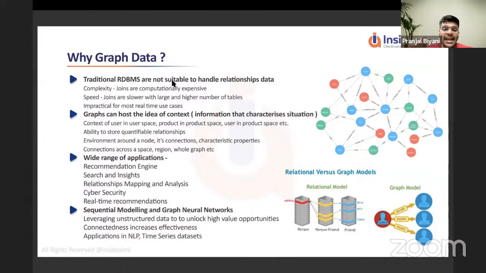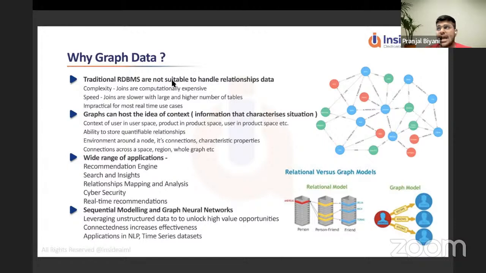We try to derive any relation or any contact we have with that person. That is what graphs do. If they want to connect you with another part of the graph, they are going to find the shortest path through which you can traverse and reach that part, right? Then there is relationship mapping analysis. Cybersecurity is a very interesting application.